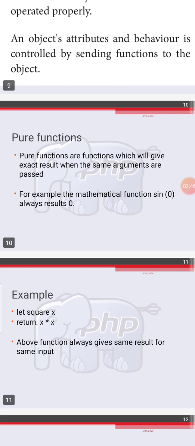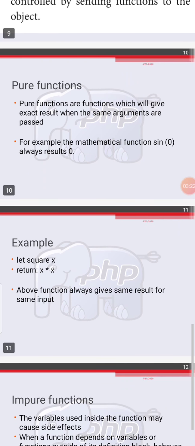The next topic is the pure function. What is a pure function? It gives the exact result when the same arguments are passed. A familiar example is the mathematical sine function. Sine of 0 will always give the result 0. It won't give a different answer for the same argument 0. If you want different values, you have to pass a different argument. If the function gives the same result for the same argument, it is called a pure function.